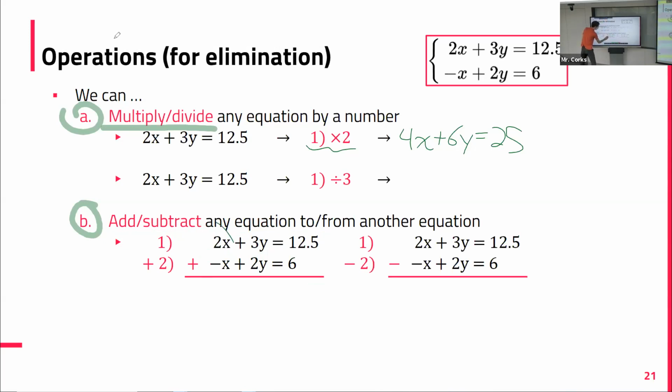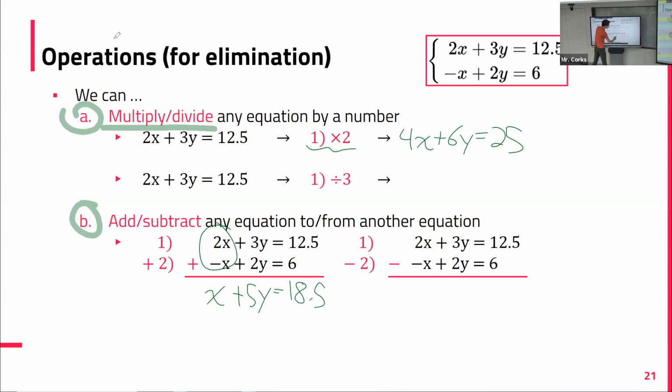So if we were to add these parts, 2x minus x would give us x. If we add 3y plus 2y is 5y. If we add 12.5 and 6, we get 18.5. So I know this is not useful. We'll do it a little better on the next slide when we actually try to solve this thing. But for now, we can do this.